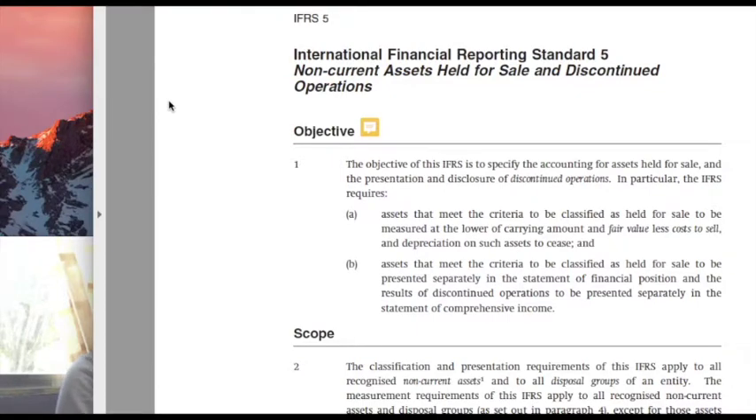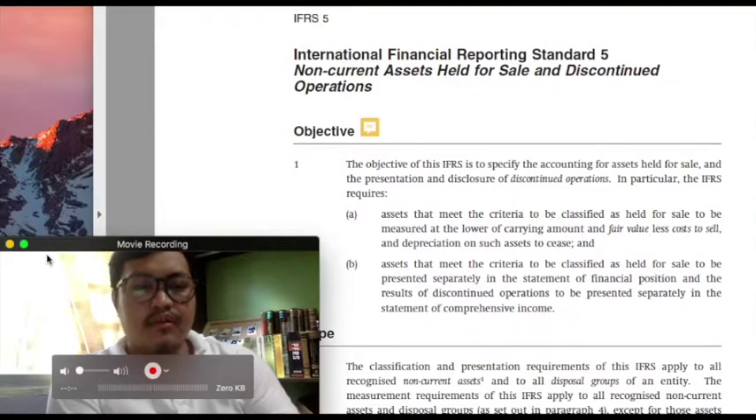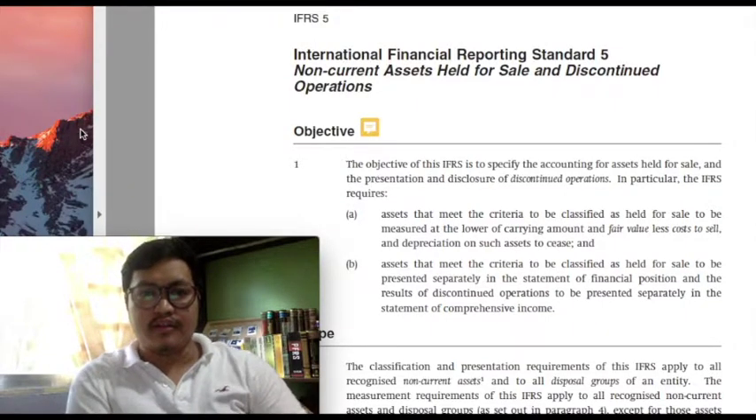For today's class, we'll be discussing PFRS 5, which governs non-current assets held for sale and discontinued operations. PFRS 5 is actually a short standard, class, when compared to the other standards. Throughout the discussion, I'd like us to at least establish five basic concepts concerning the standard.